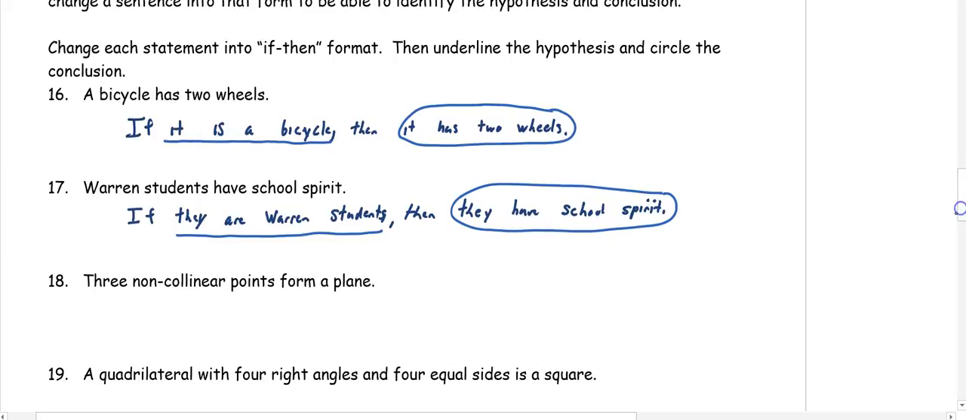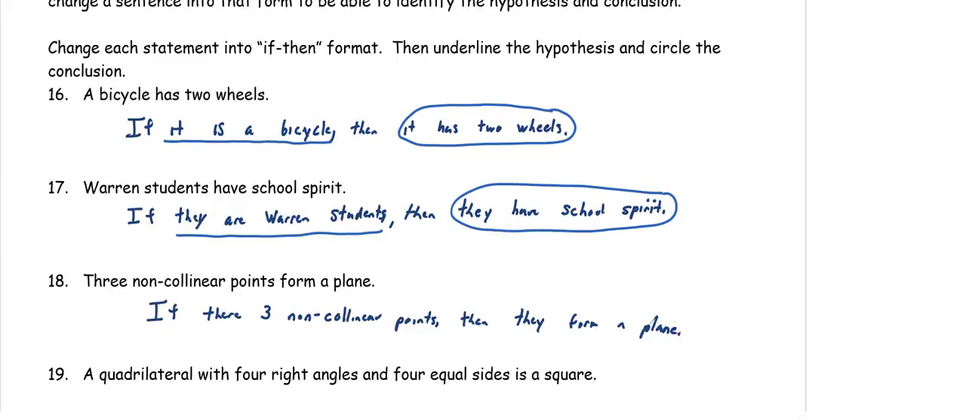Number 18, 3 non-collinear points form a plane. So we could say, for our if-then statement, if there are 3 non-collinear points, then they form a plane. So in this case, our hypothesis is there are 3 non-collinear points, and our conclusion is that they form a plane.